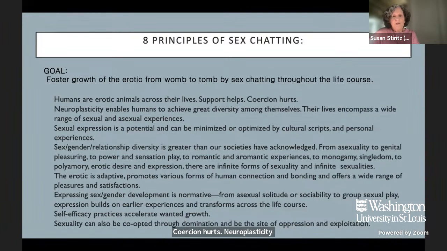Neuroplasticity enables humans to achieve great diversity among themselves. Their lives encompass a wide range of sexual and asexual experiences. Sexual expression is a potential and can be minimized or optimized by our cultural scripts and personal experiences. Sex-gender relationship diversity is greater than our societies have acknowledged. From asexuality to genital pleasuring to power and sensation play, to romantic and aromantic experiences, to monogamy, singledom, to polyamory, erotic desire and expression, there are infinite forms of sexuality and infinite sexualities. The erotic is adaptive, promotes various forms of human connection and bonding, and offers a wide range of pleasures and satisfaction.